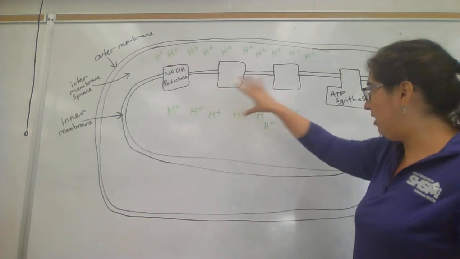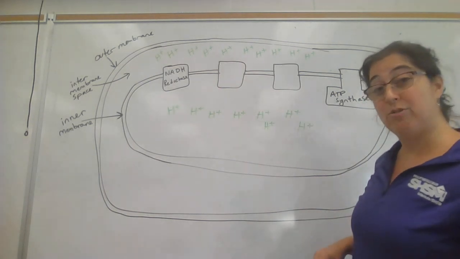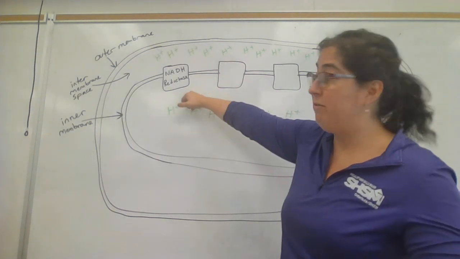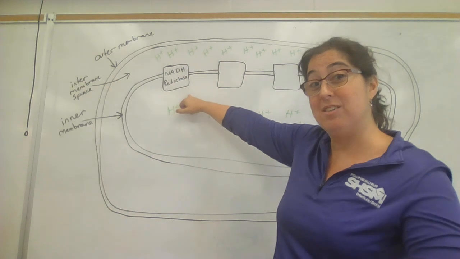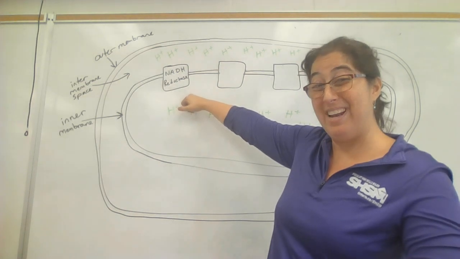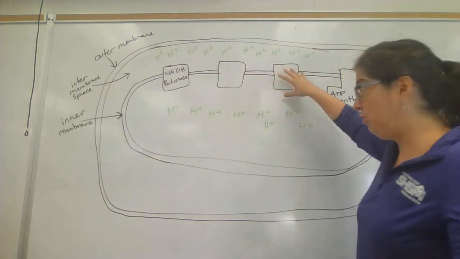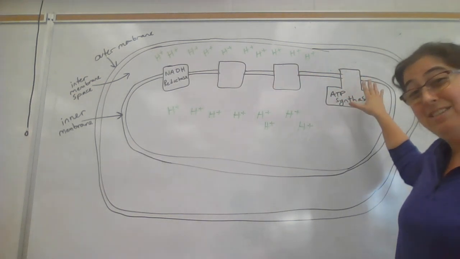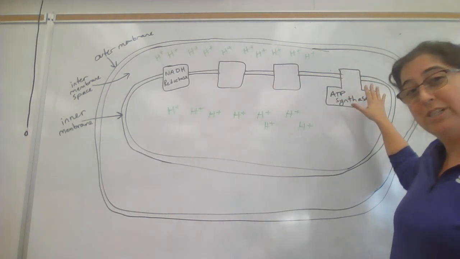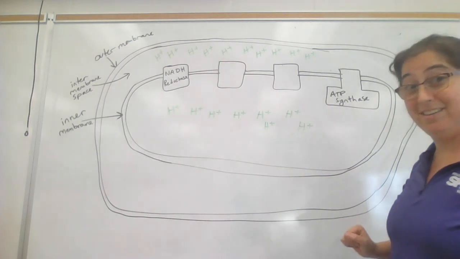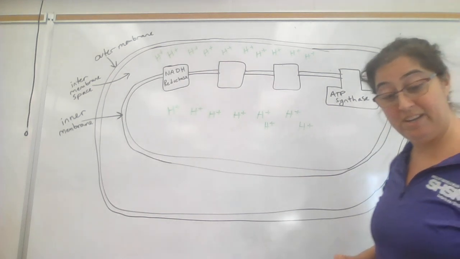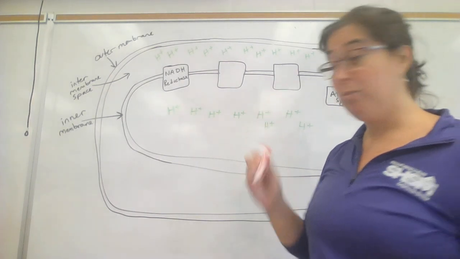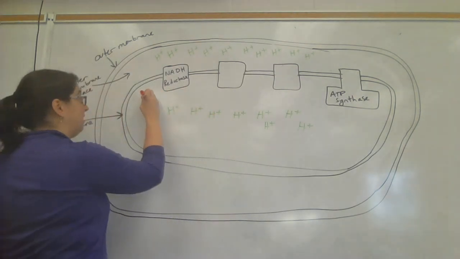So you can see we've got a couple of enzymes going for this electron transport chain. We've got NADH reductase at the start. That's going to interact with NADH. Then we've got two other transporters. And then at the very end, not really part of the electron transport chain, we have ATP synthase, which is going to make our ATP. So let's get going. We're going to start with NADH.